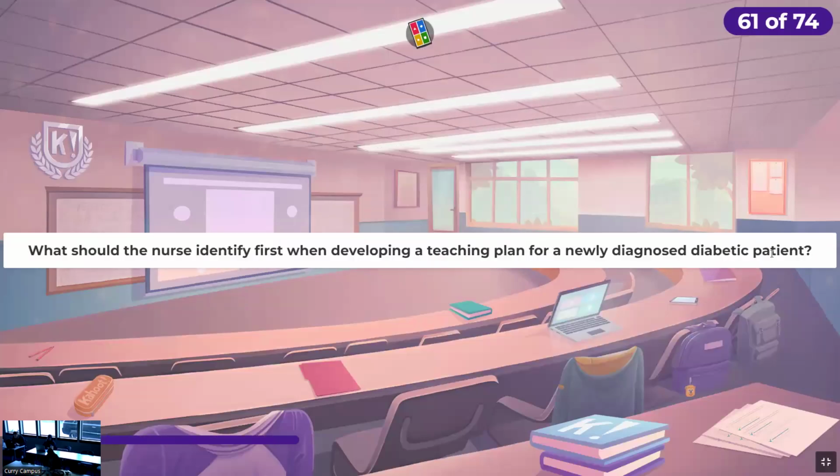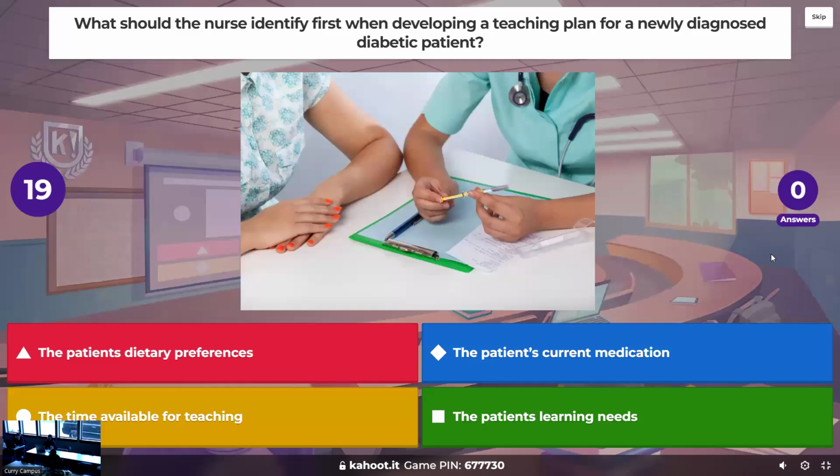What should the nurse identify first when developing a teaching plan for a newly diagnosed diabetic patient? And the yellow is the time available for teaching.